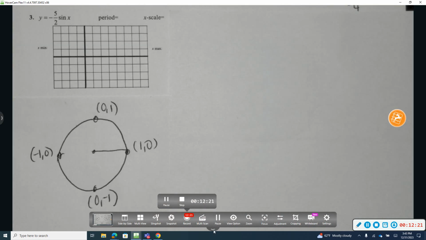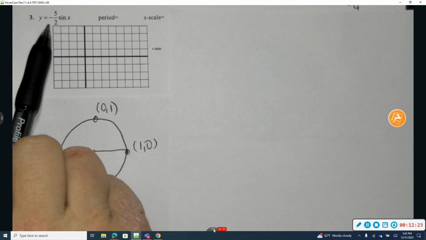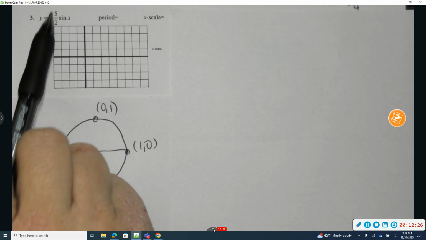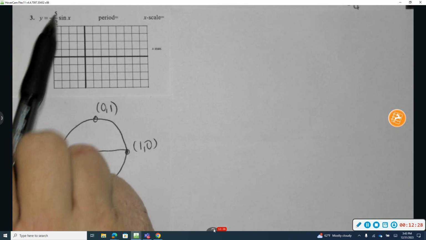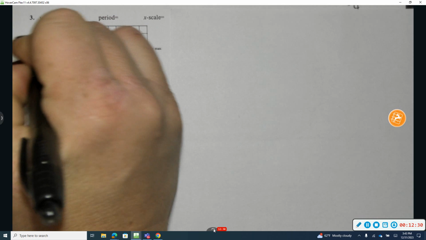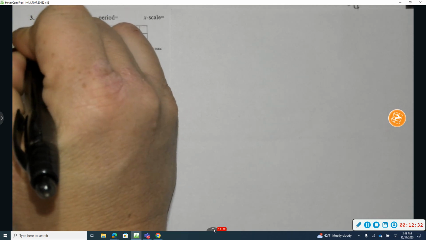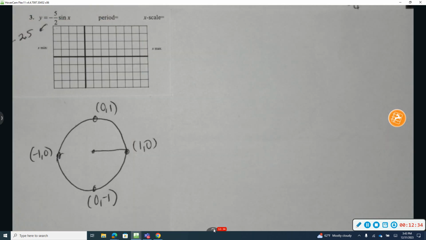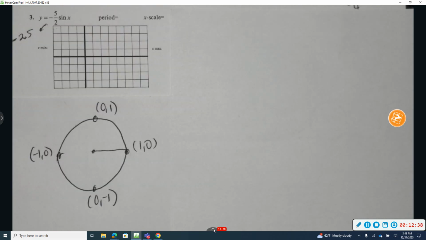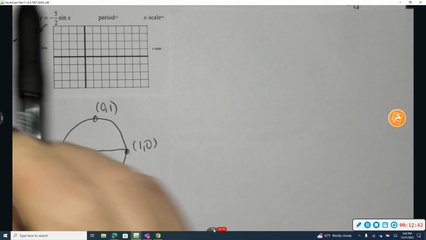Let's take a look at number 3. So for number 3, we have a negative 5 over 2. Negative 5 over 2, by the way, is equivalent to, well, half of 5 is 2.5. So what happens when the number out front is a negative? It's still going to be stretched because it's greater than 1. When this value is greater than 1, it's going to be stretched.